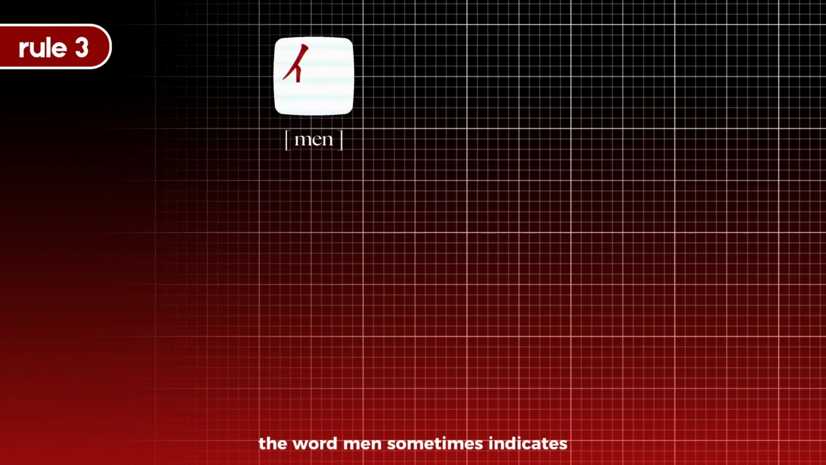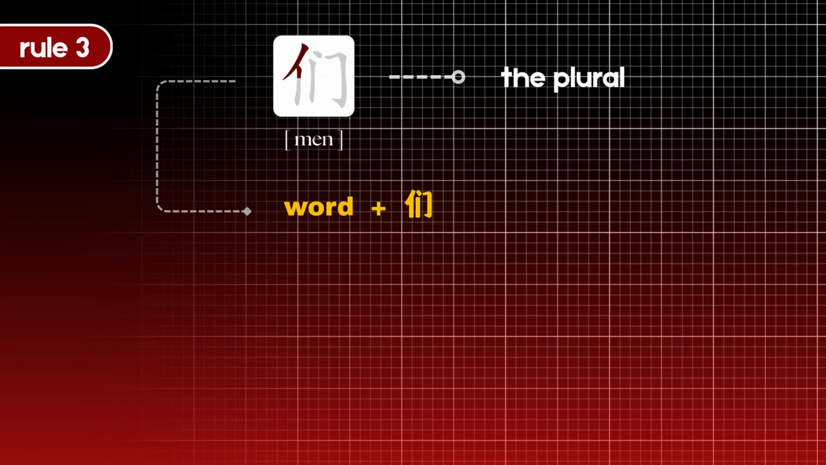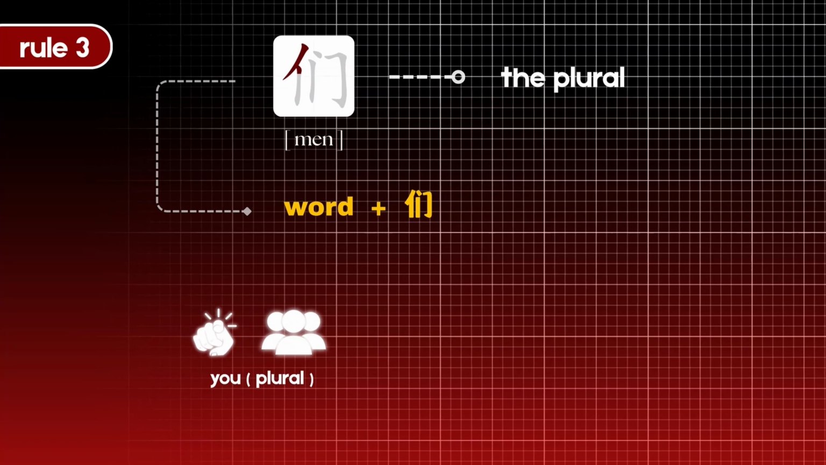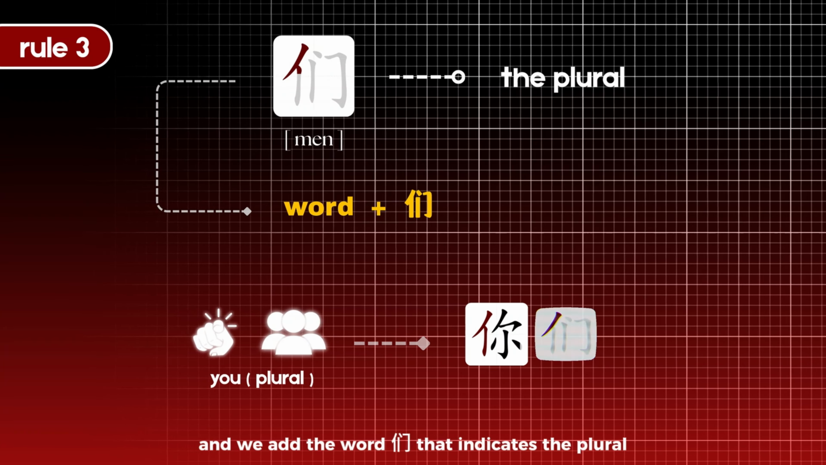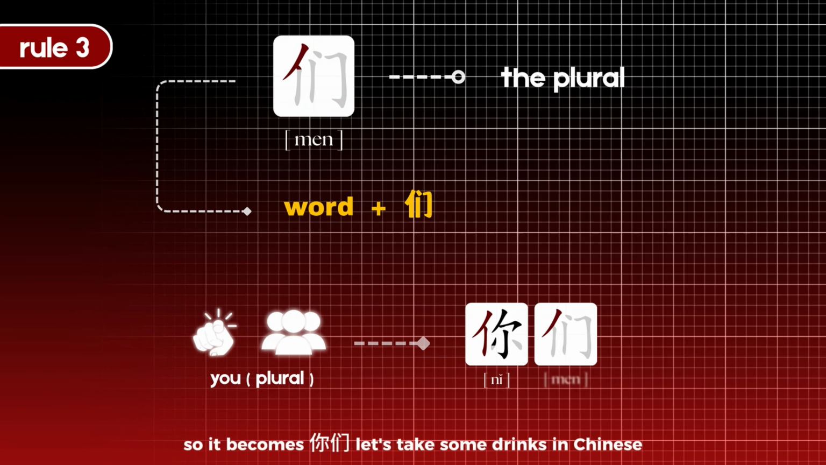The word 们 sometimes indicates the plural when it comes after the word. For example, if we wanted to say you for plural, we would say 你, and we add the word 们 that indicates the plural. So it becomes 你们.